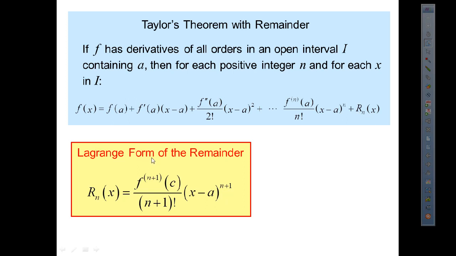Now, the Lagrange form of the remainder is just the next term. Here, notice we've got the nth derivative of f, evaluated at a, over n factorial times x minus a to the nth power. Well, the remainder is nothing more than the rest, the very next term. The Lagrange form of the remainder is just the n plus 1th derivative of f, evaluated at our c, and c we'll talk about in just a little bit, over n plus 1 factorial times x minus a to the n plus 1 power.